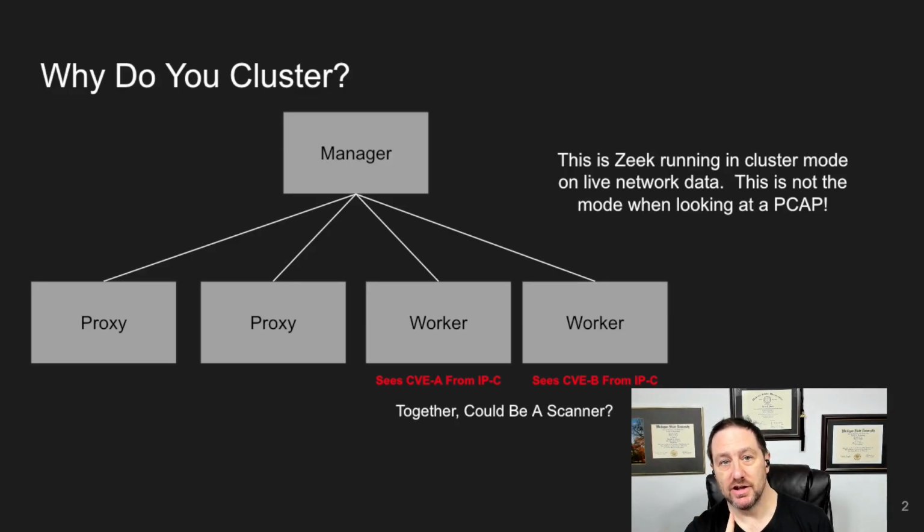If you imagine the live network data sense, the non-PCAP sense, you've got all these processes running that I'm showing you on this slide, and one worker could see CVE A from IP address C, and then another completely different worker could see CVE B from IP address C. Separately, they're bad because they're CVE exploits, but barring that for a second, separately they don't mean much. When you put them together, it could give you more information. You could say, oh, maybe that's a scanner.